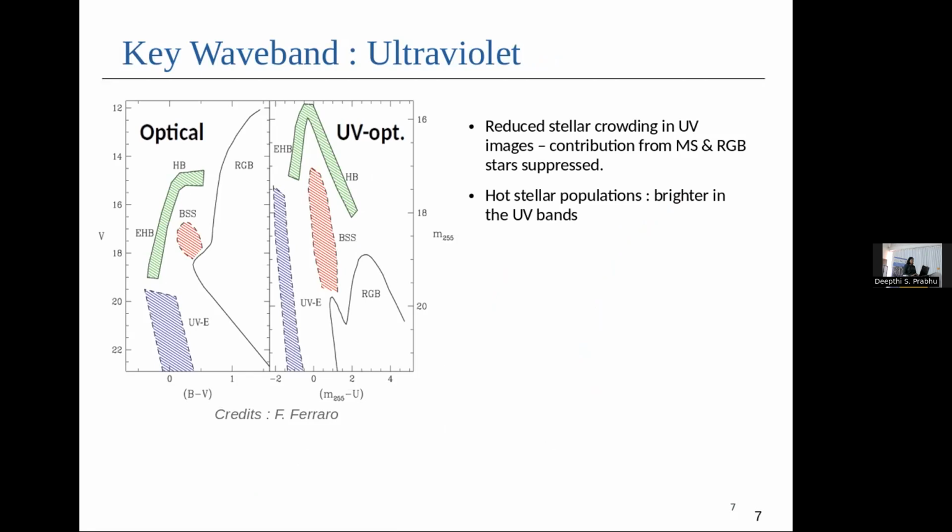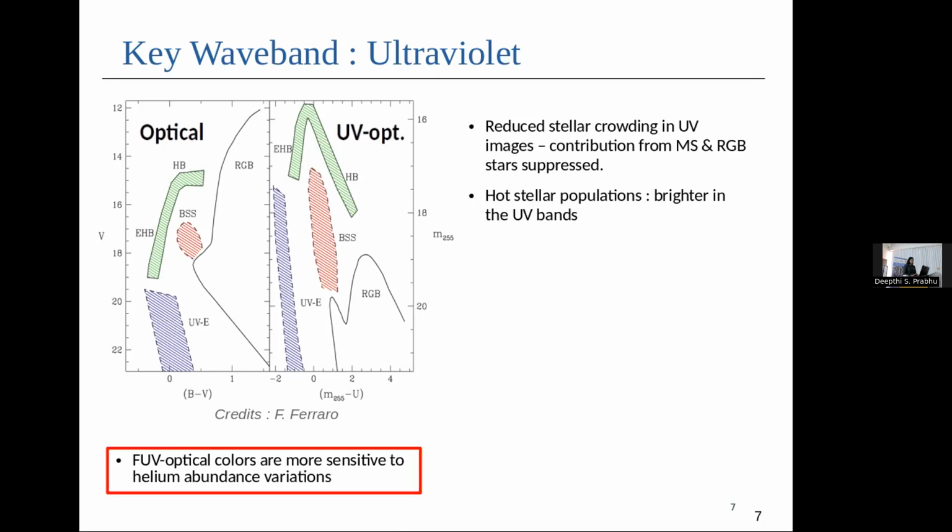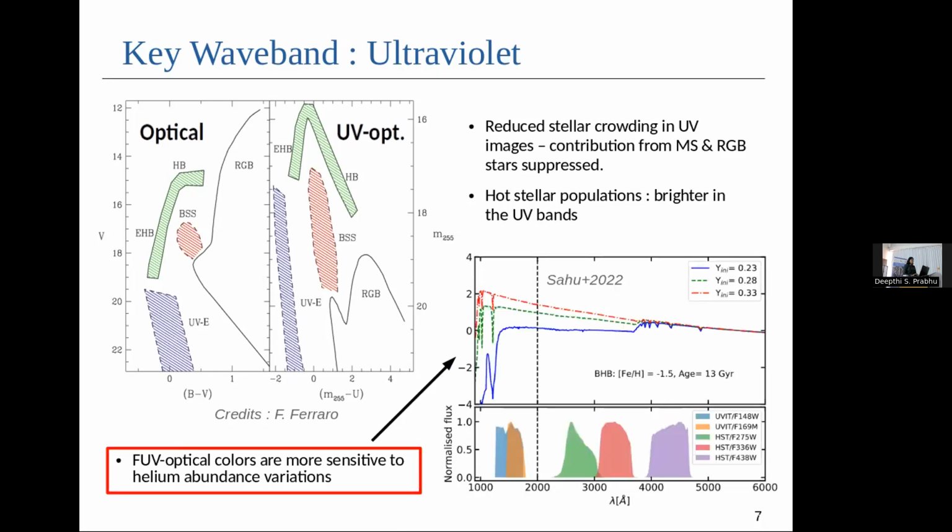In the UV, the advantage is reduced stellar crowding as compared to the optical images. The contribution from main sequence and RGB stars gets suppressed in the UV images, and we can pick up the UV sources pretty easily. Also, the hot stellar populations are, of course, brighter in UV. Another reason to study the sources in ultraviolet is that UV optical colors are more sensitive to helium abundance variations. Here is a synthetic spectrum of three blue horizontal branch stars with different initial helium abundances.